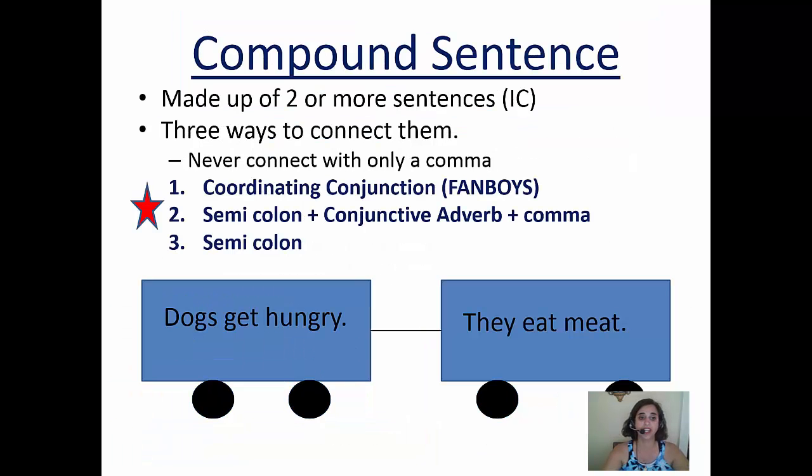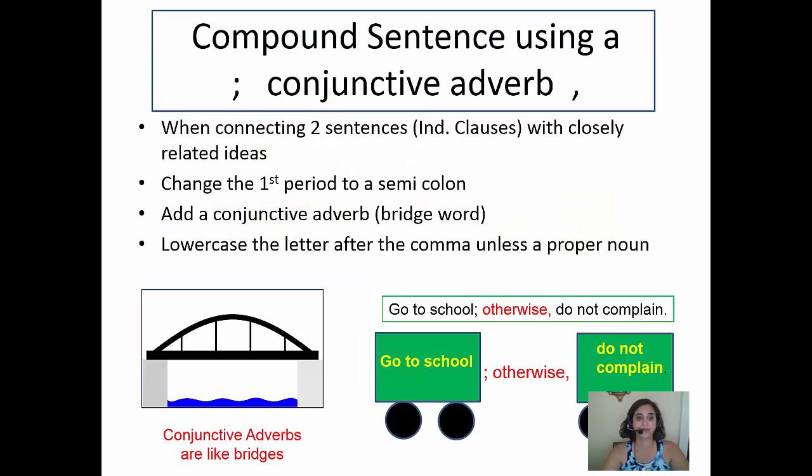The third strategy is using a semicolon with a conjunctive adverb, which also is known as a transition, plus a comma. The conjunctive adverbs serve like bridges between sentences. So going back to the example we used in the previous slide: go to school; otherwise, do not complain. Notice the location of the semicolon and the comma. Again, you will also have to use lowercase for the second independent clause, the second sentence.